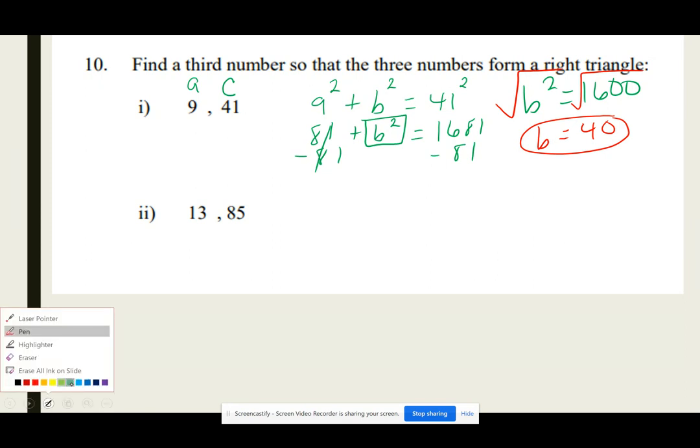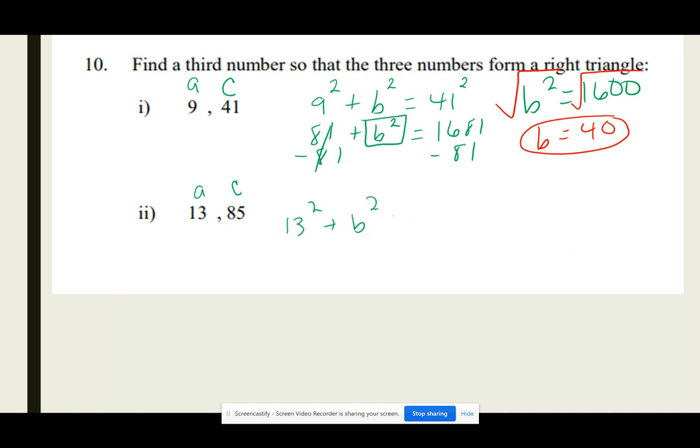All right, let's look at the second one. So again, 13 and 85. 85 is the bigger one, so I'm going to call that C, and I'm going to call the little one A. So we have 13 squared plus b squared equals 85 squared. Don't forget those squareds on there. All right, 13 squared is 169. You can use your calculator or you can use that perfect square chart.